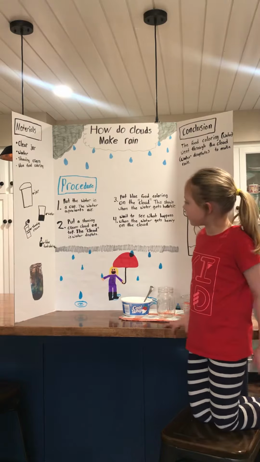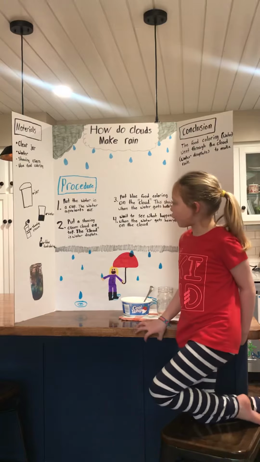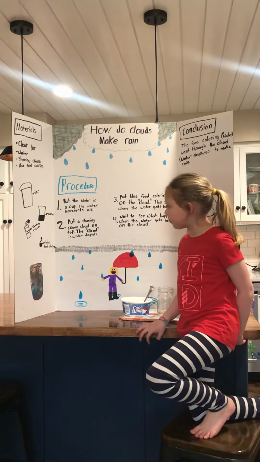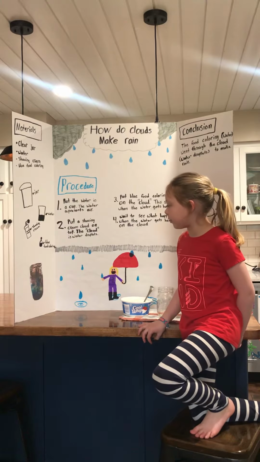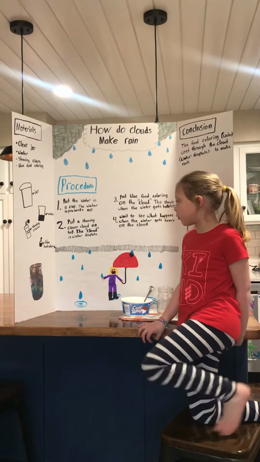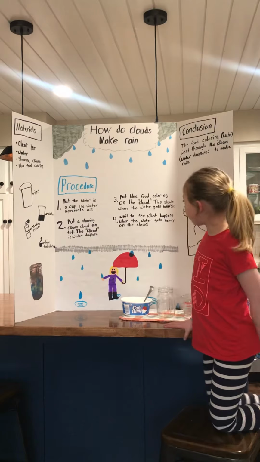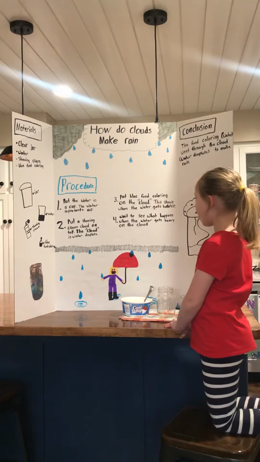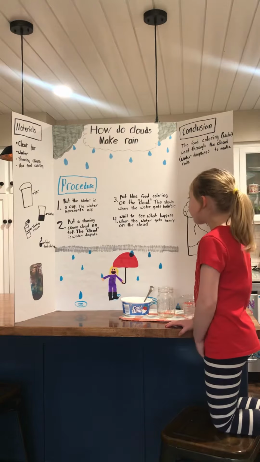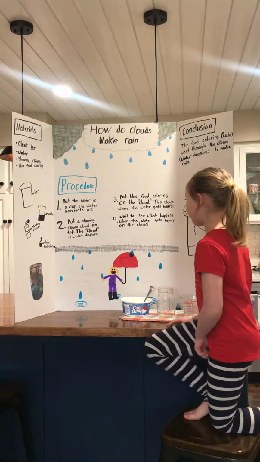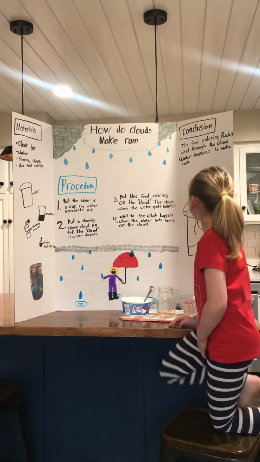The procedure is: step 1, put the water in a cup. The water represents air. Step 2, put a shaving cream cloud on the top. The cloud is water droplets. Step 3, put blue food coloring on the cloud. This shows when the water gets heavier. Step 4, wait to see what happens when the water gets heavy on the cloud.